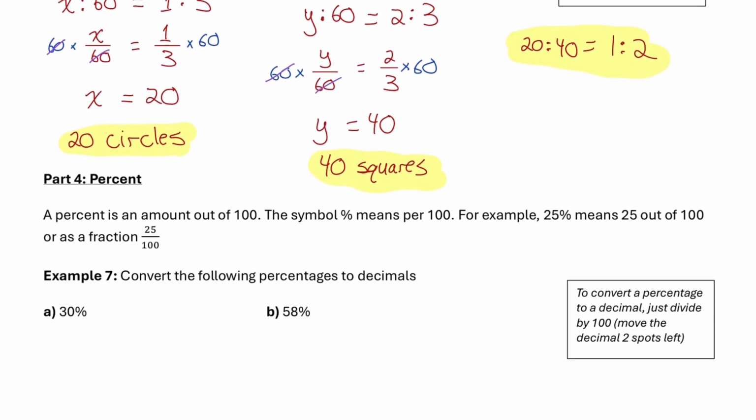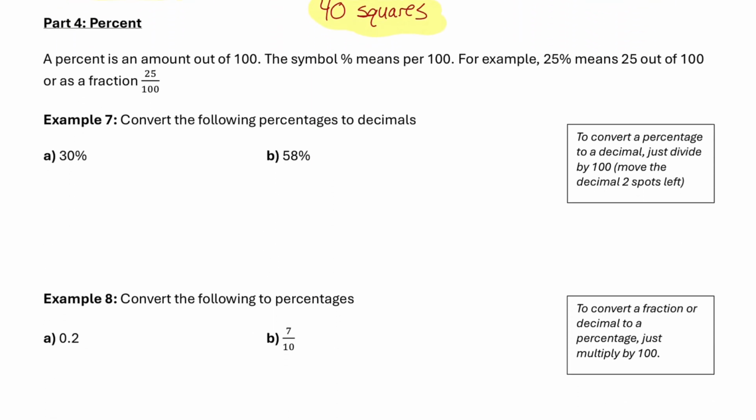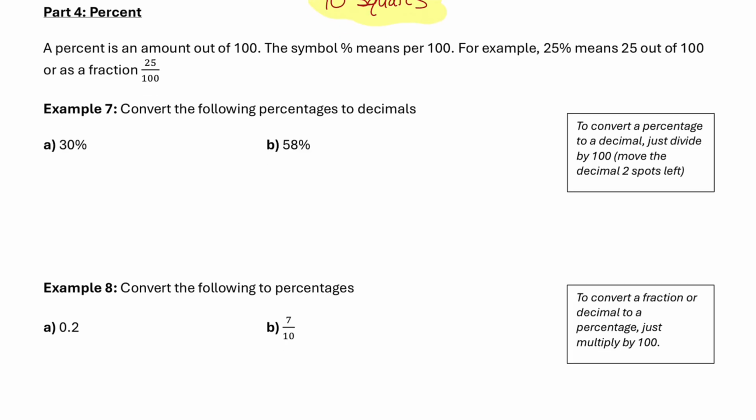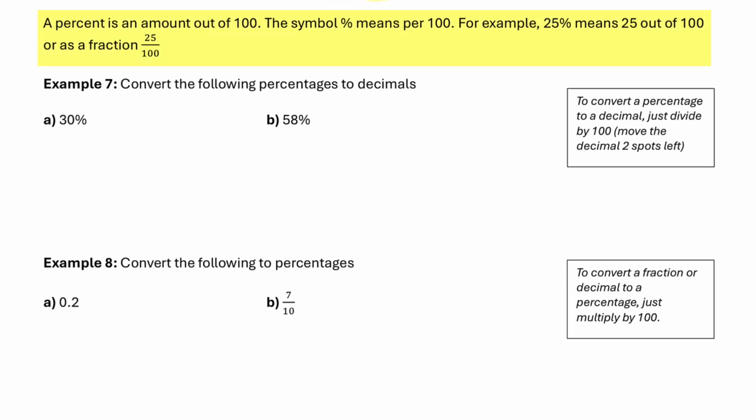And now let's move on to part number 4, where we look at percentages. It says that a percent is an amount out of 100. This symbol, this percentage symbol, means per 100. So for example, 25% means 25 out of 100, or as a fraction, 25 over 100.